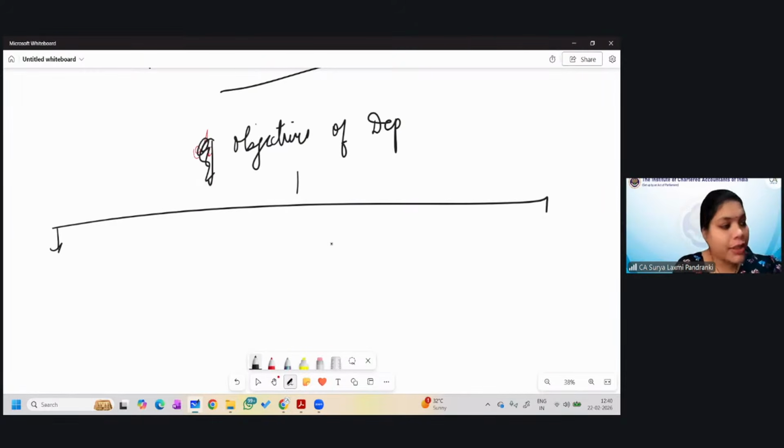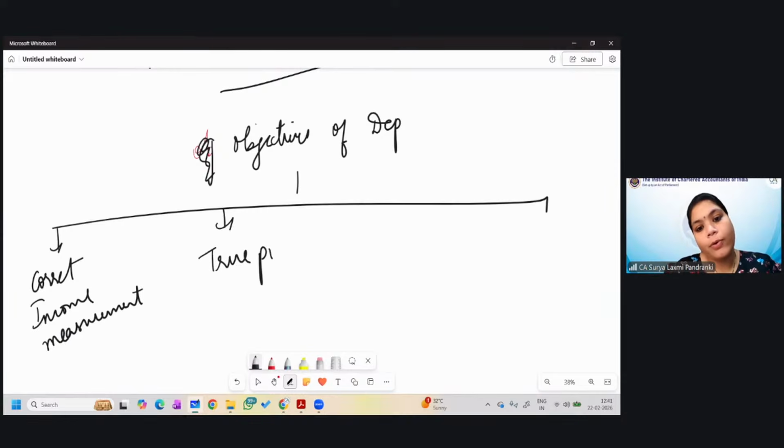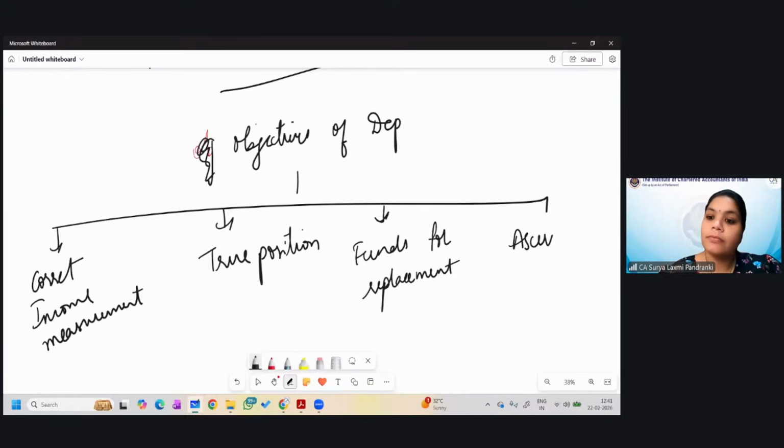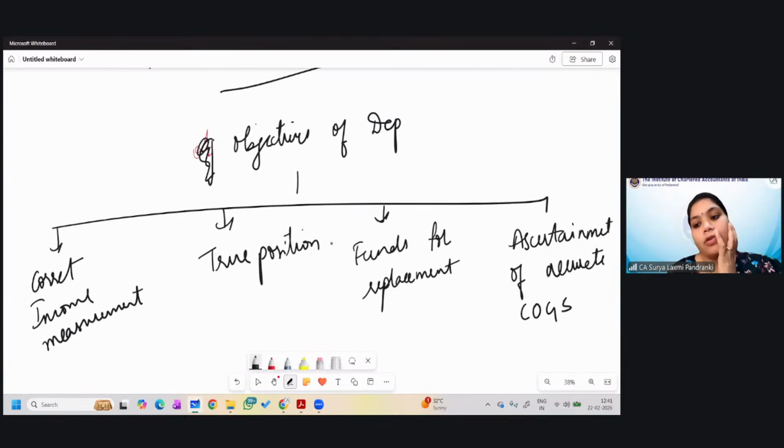The first main objective is correct income measurement. The second one is true position, to let you know the true position. Then funds for replacement, and the last one is ascertainment of accurate cost of goods sold, when you're doing production.